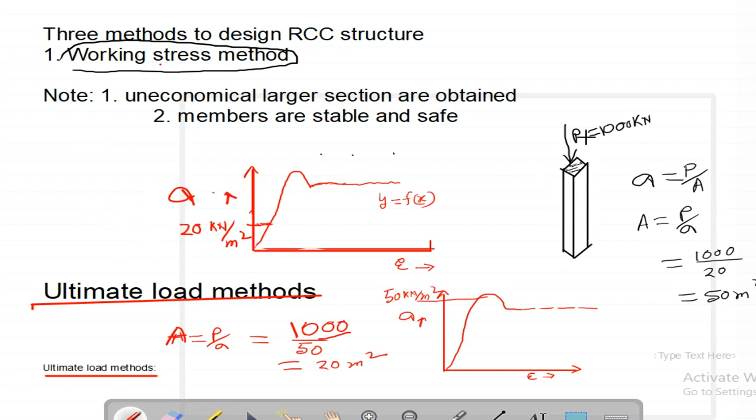Suppose we consider one particular column. Here we have a column, and in that column a 1000 kilonewton load is coming.